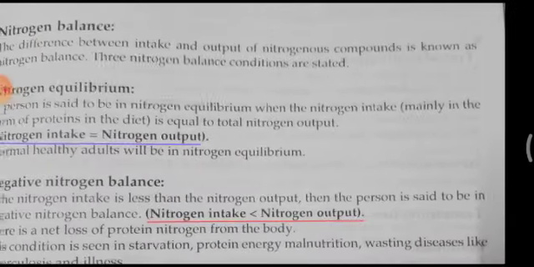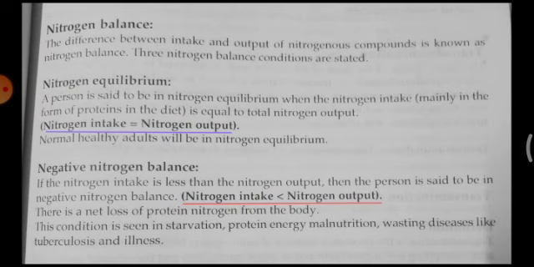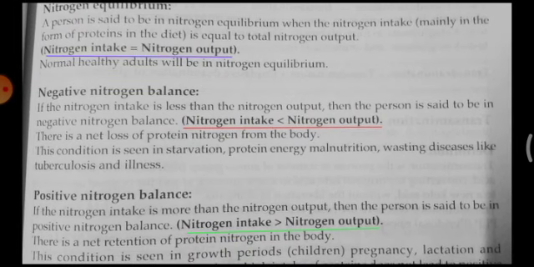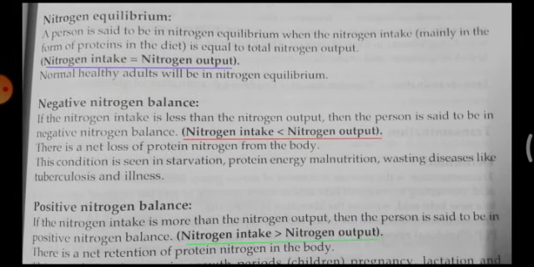Next is nitrogenous balance. Nitrogen, which is represented as N. The difference between intake and output of nitrogen compounds is known as nitrogen balance. How much nitrogen enters into the body and how much nitrogen exits from the body, that represents the nitrogen balance. Three nitrogen balance conditions are stated. The first one is nitrogen equilibrium or nitrogen balance, next is negative nitrogen balance, and third is positive nitrogen balance.